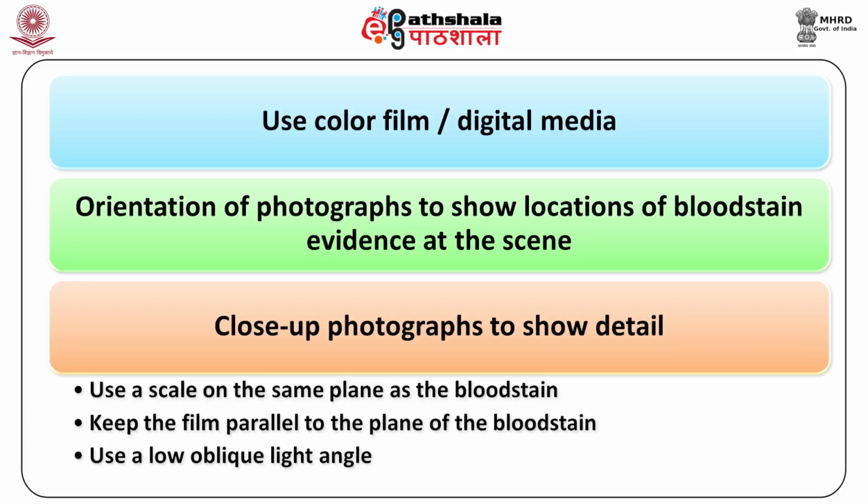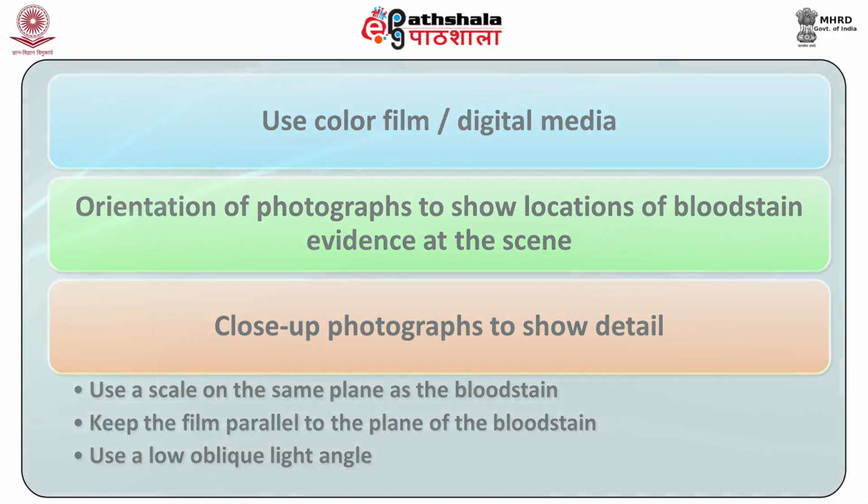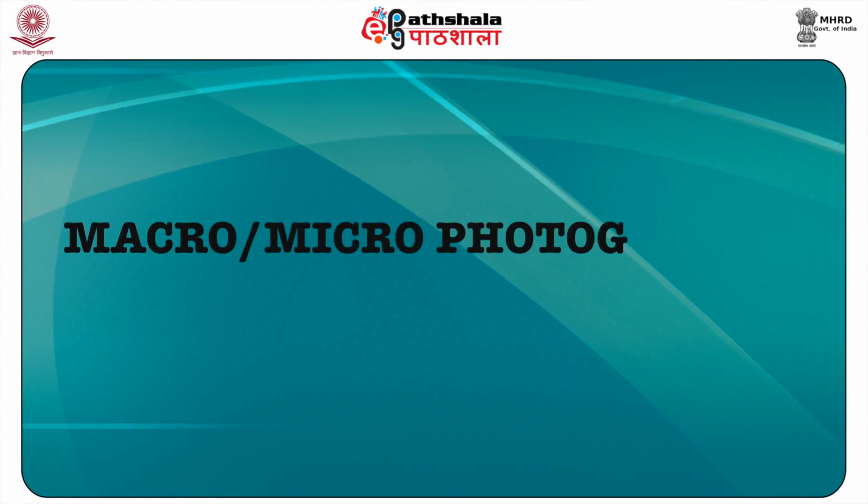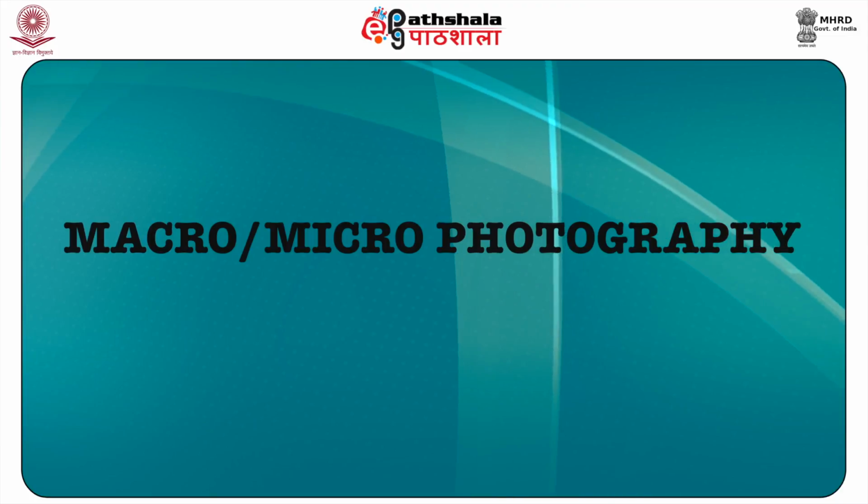In this, use a scale on the same plane as the blood stain and keep the film parallel to the plane of the blood stain. Use a low oblique light angle. Now, macro or micro photography.